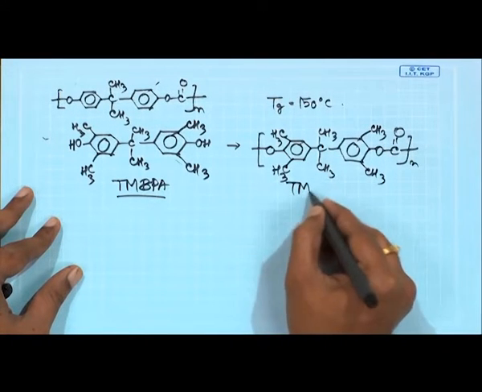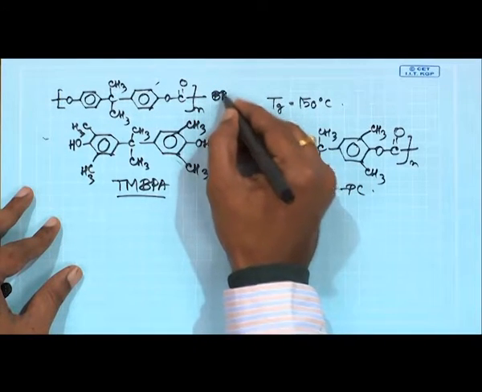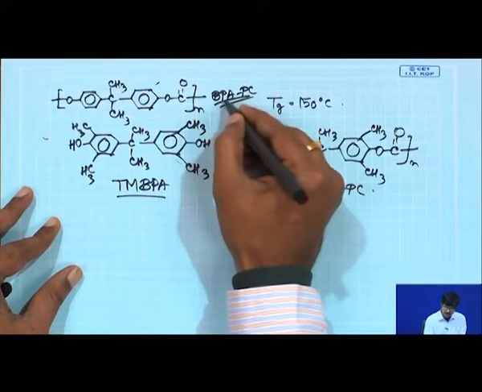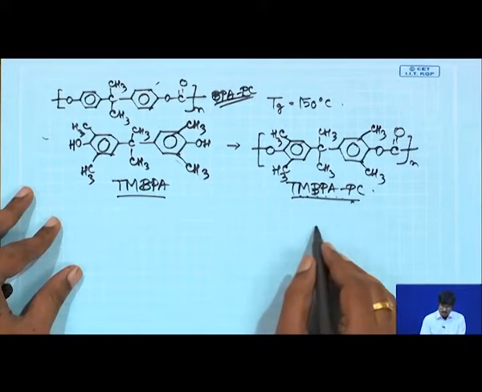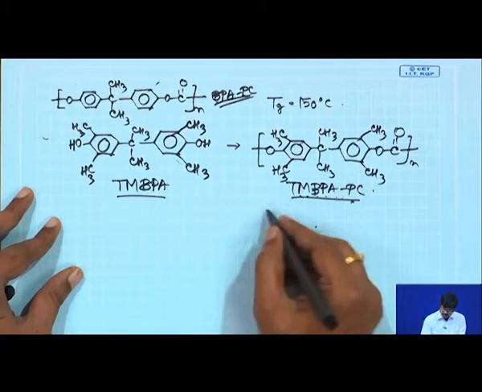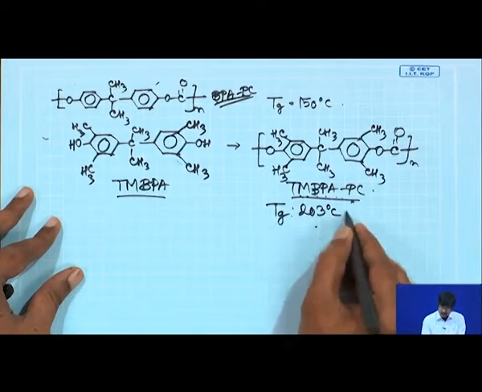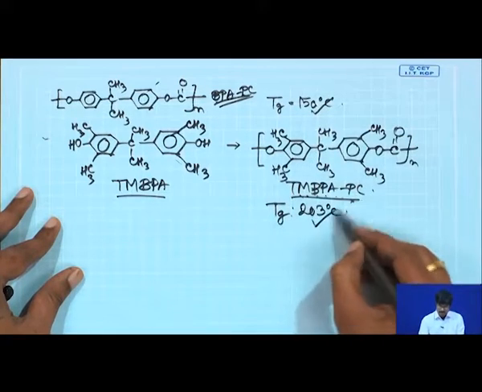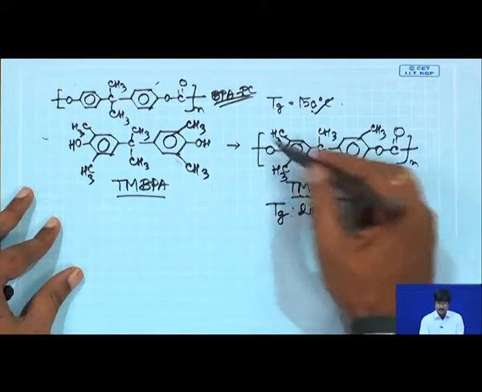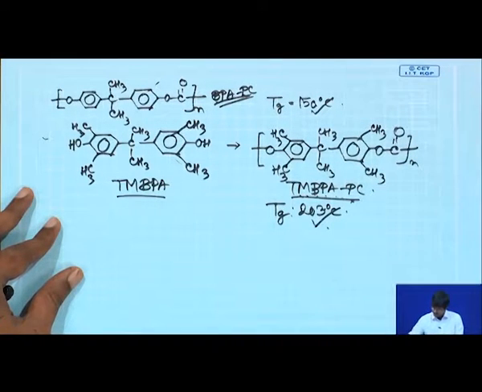So, this is TMBPA-PC and this was BPA-PC. Okay. So, this is bisphenol A polycarbonate, this is tetramethyl bisphenol A polycarbonate. So, did we increase the Tg? In fact, yes, experimentally the Tg is 203 degrees Celsius. So, we achieved what we wanted to do. We increased the thermal stability from 150 degrees Celsius to 203 degrees Celsius simply by substituting these benzene rings with 4 methyl groups and increasing the rigidity of these chains. So, mission accomplished, or is it?